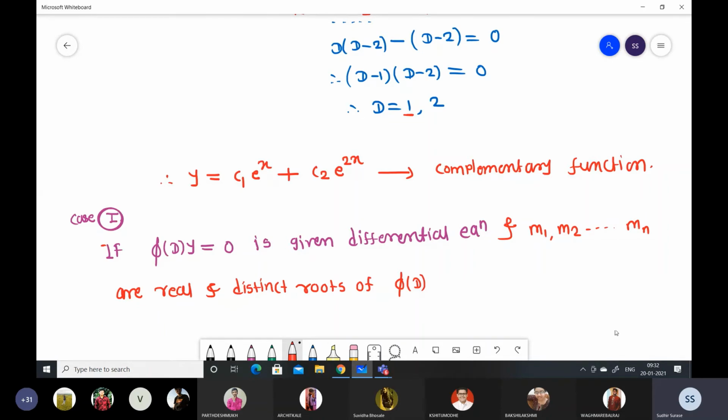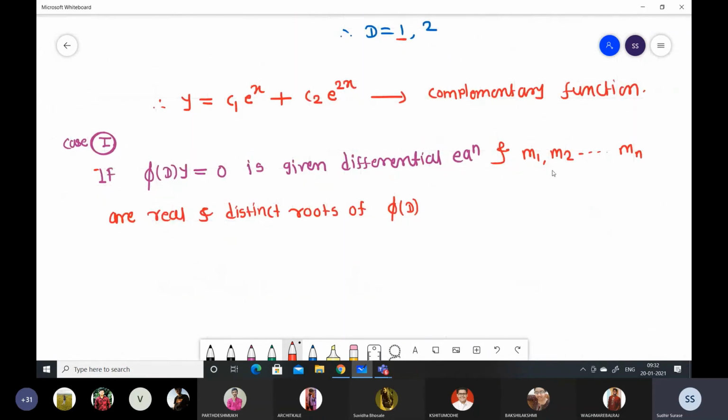So in general we have nth order, that's why I'm writing the roots up to m suffix n, and all are real and distinct. What do we mean by real and distinct? We don't have any imaginary part, and that's why they are real, but they are not equal. We don't have something like D equal to 1, 1, 2, this is not the case, because 1 is equal to 1. We have repeated roots, so this is not the case. We have all roots distinct from each other, right?